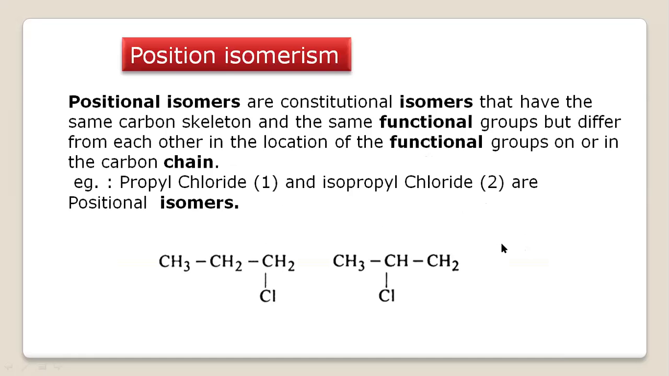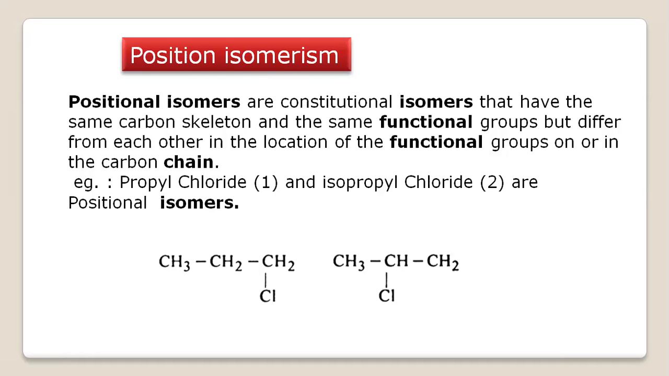This is for the positional isomers. Positional isomers are constitutional isomers that have the same carbon skeleton and the same functional group, but they differ from each other in the location of the functional group. Or they show the position of the functional group on a different carbon atom.